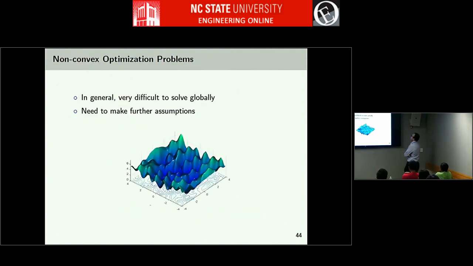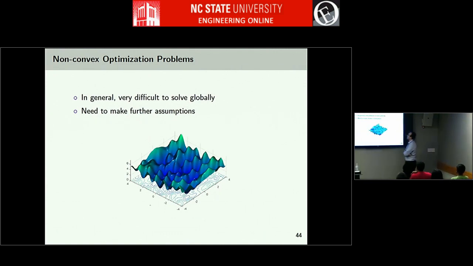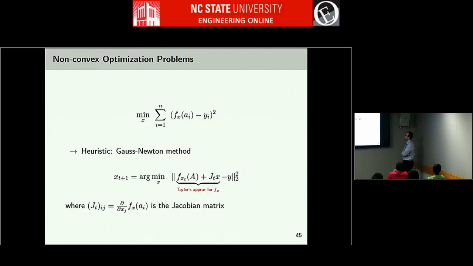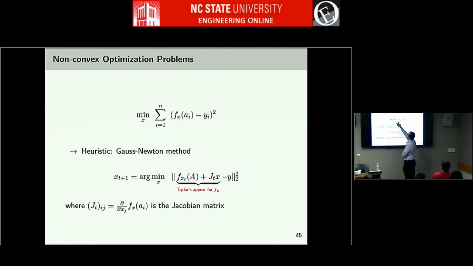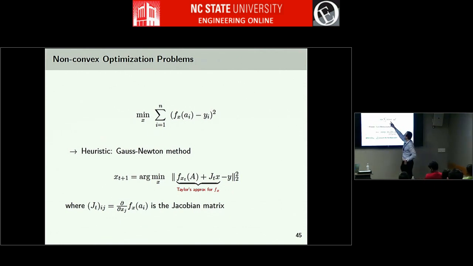So I will describe another extension for non-convex optimization problems. These are very hard. The objective function looks like this, and we need to make further assumptions. One simple example is nonlinear least squares, or fitting a nonlinear model to y, nonlinear regression. So here a_i is my data point, f sub x gives you the nonlinear fit, and x are the parameters.